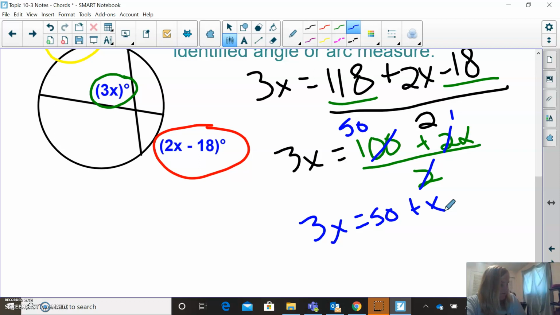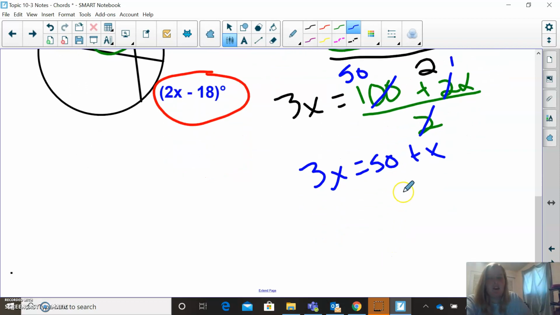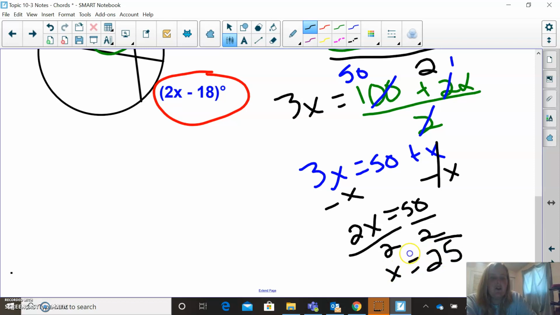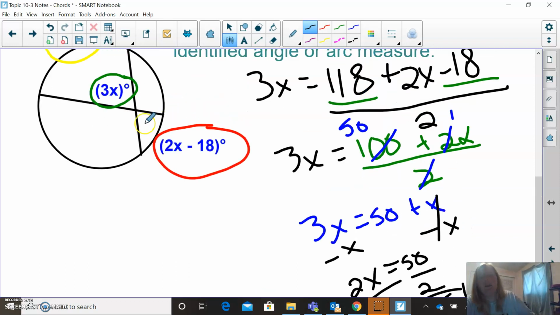Okay? Then again, we can keep kind of going. We got to have all the x's on the same side. So we're going to move this x over. Okay, those cancel. 3x minus x is 2x is equal to 50. Then we're going to divide by 2. Divide by 2. And x is equal to 25. Now that we know what x is, we need to plug it back in. Okay, we're not done yet, so we got to plug it back in.